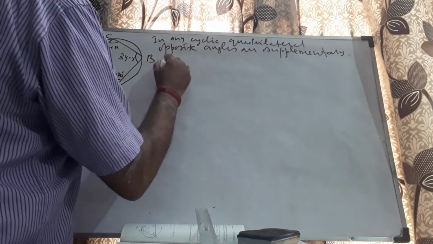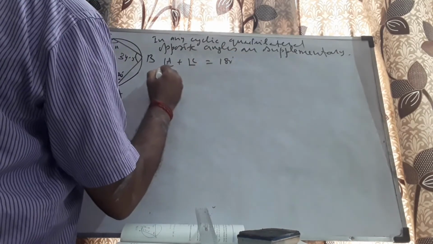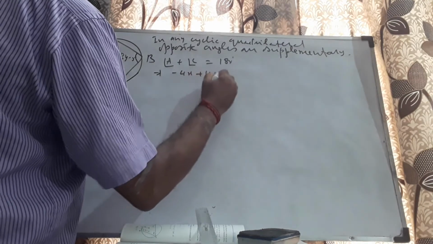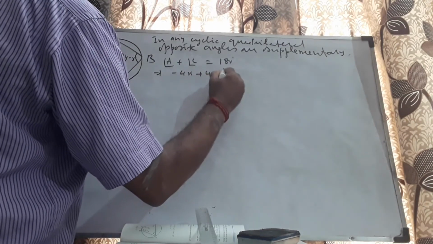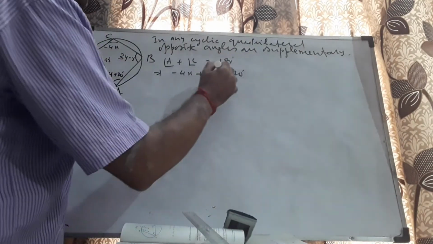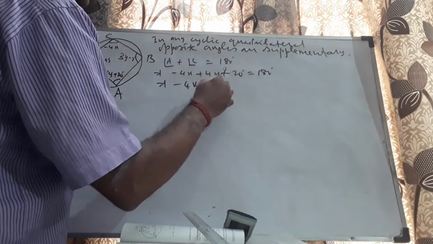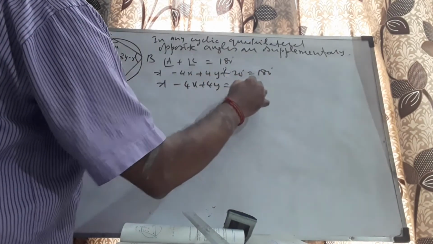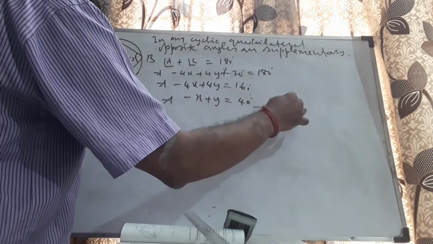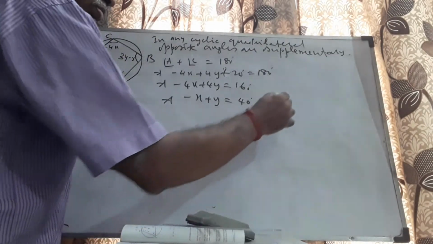Therefore, here I'll end up with angle A plus angle C is equal to 180 degrees, which will automatically imply minus 4x plus 4y plus 20 is equal to 180 degrees, which implies minus 4x plus 4y is equal to 160 degrees, which implies minus x plus y is equal to 40. I will name this equation 1.